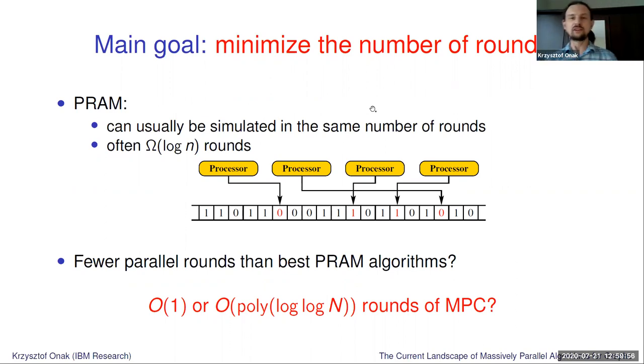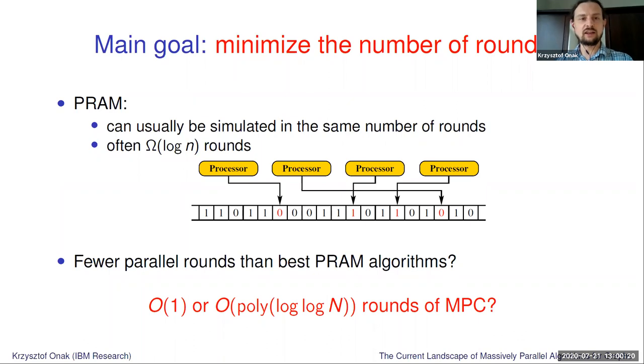Right. So what is the main goal for this research? We're going to try to minimize the number of rounds. This is the main thing people are focusing on, because each round requires reshuffling of data. The system has to somehow reroute it to specific machines, right? It has to do the whole scheduling of who's going to do what.